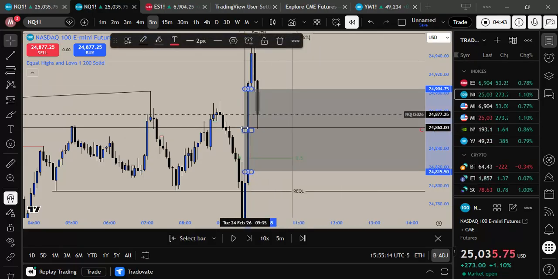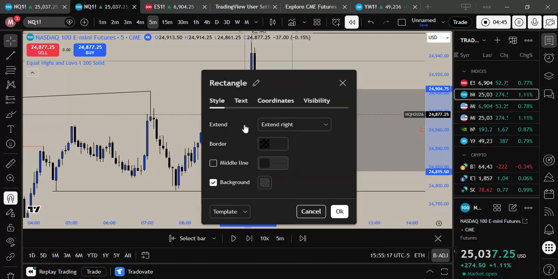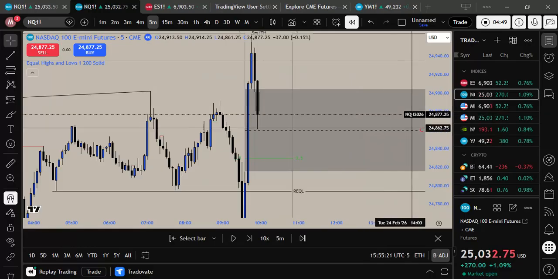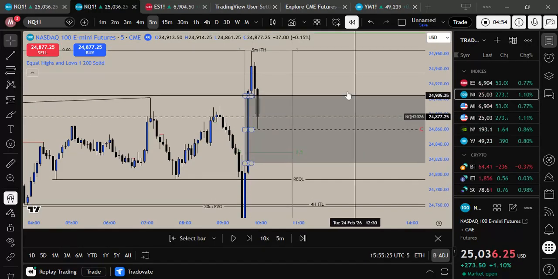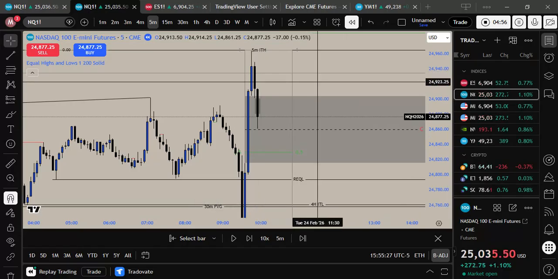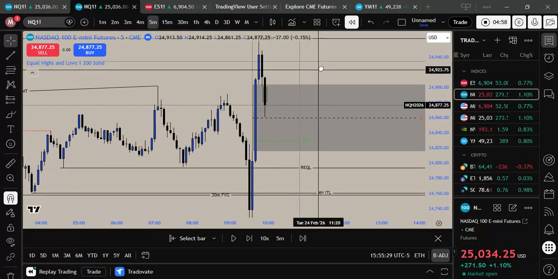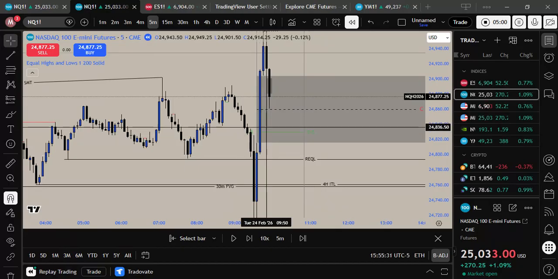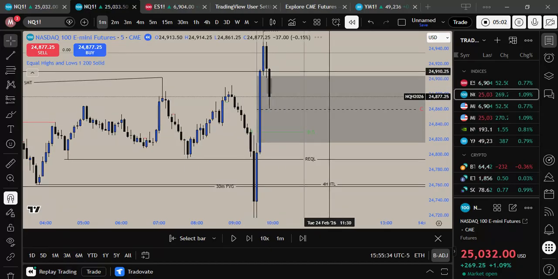Now looking back in hindsight, what I'm going to start doing as well is the middle line. The C basically means it's a condition, a condition for higher or lower prices. So once we got into here, I marked out my 5 minute equilibrium and the fair value gap.